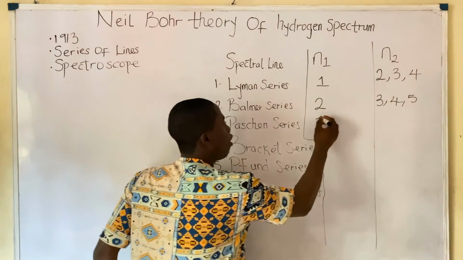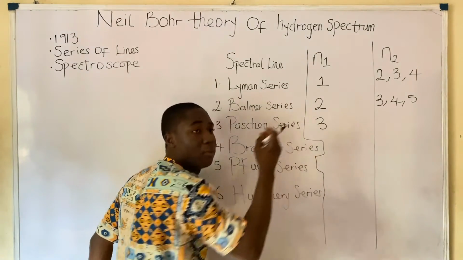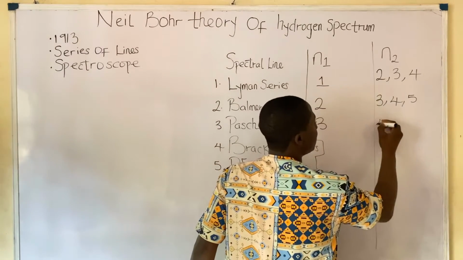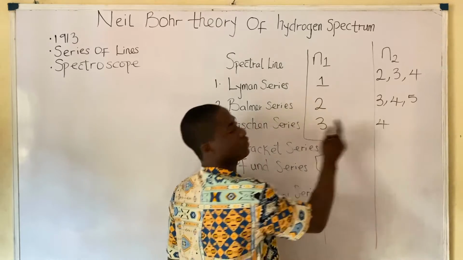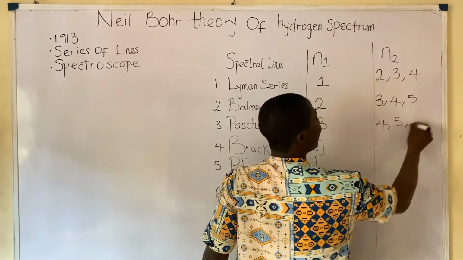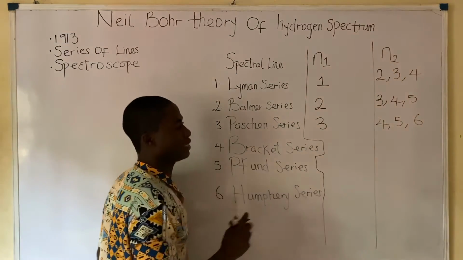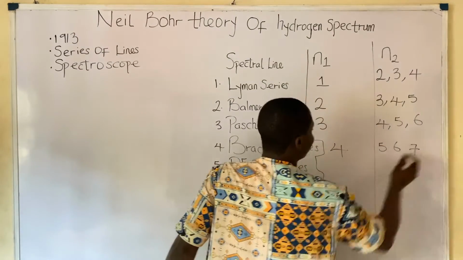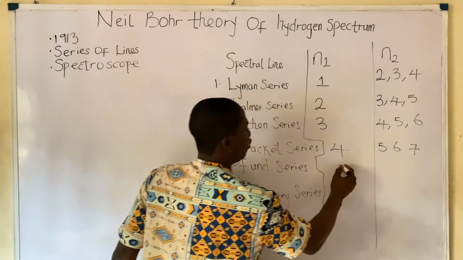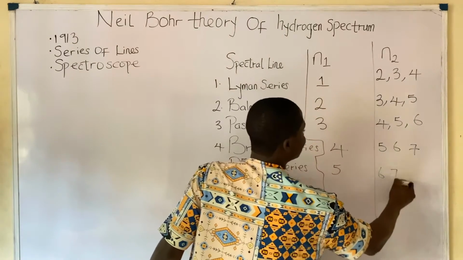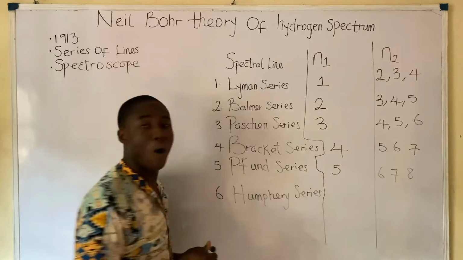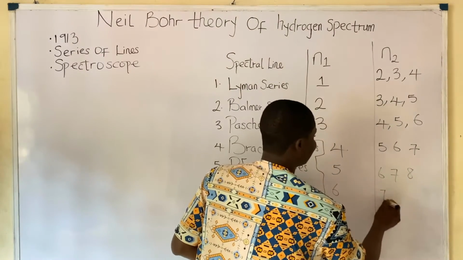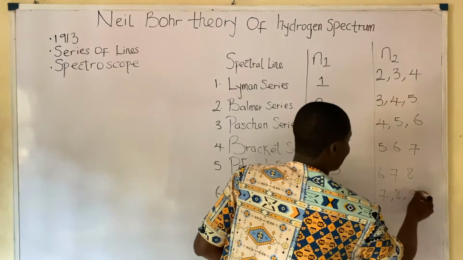So here N1 becomes 3, you get it from the arrangement of the lines, and the N2 value becomes 4, because after 3 is 4, 5 and 6. So what about Brackett? It is number 4, then 5, 6, and 7. What about Pfund? Number 5, 6, 7, and 8. And what about the Humphreys series? That's number 6, 7, 8, and 9.